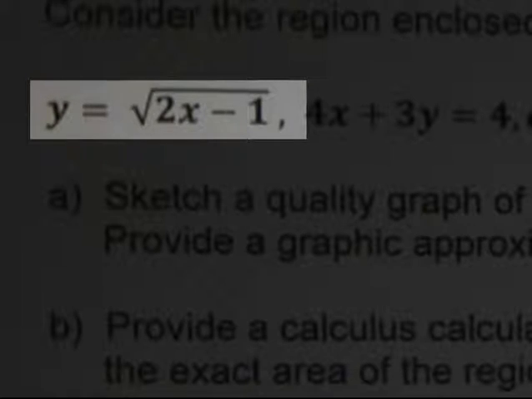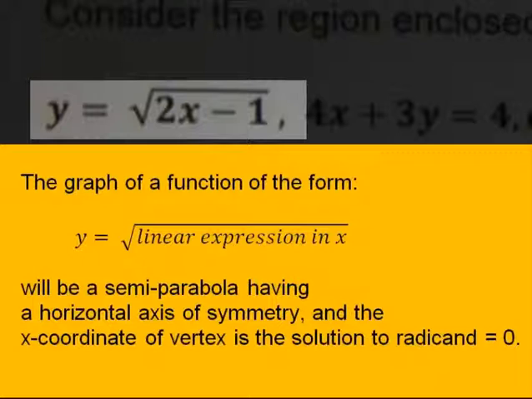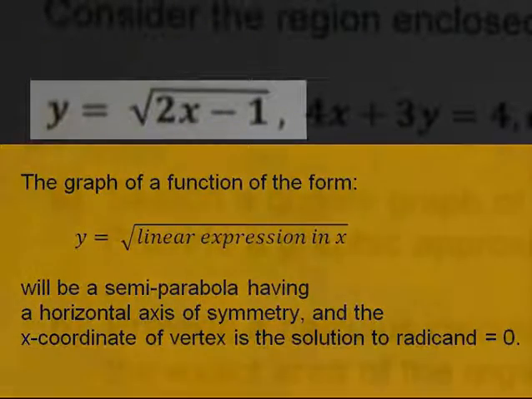Okay, starting with this first equation, y equal to the square root of 2x minus 1. One generalization that comes to mind is that anytime you have an equation of the form y equals the square root of a linear expression in x, you know right away the graph is going to be a semi-parabola having a horizontal axis of symmetry, and the x-coordinate of the vertex is determined from solving the radicand equal to 0. The term radicand refers to the expression underneath the square root sign.